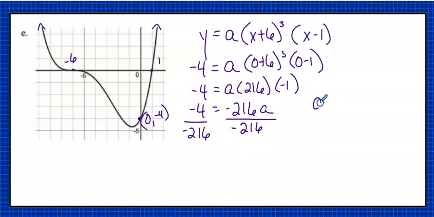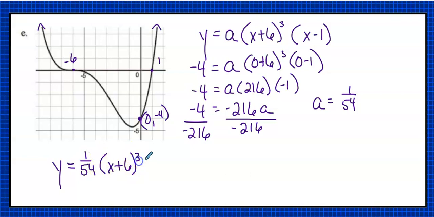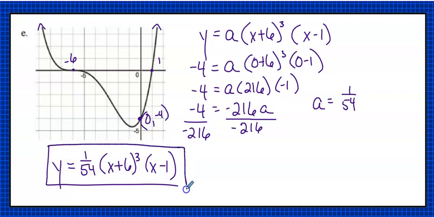So let's see, I'll write it over here. a equals 1/54. So let's write our final answer down here. Again, it says write it in standard form, but we're going to leave it in intercept form because we can graph this on Desmos like this. There's no point unless you have complex roots.